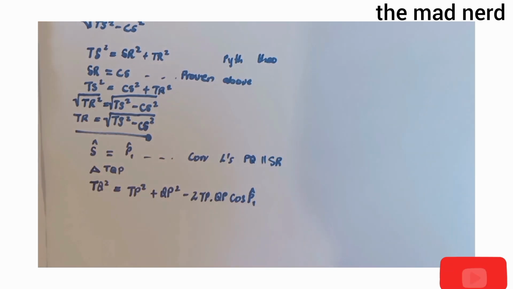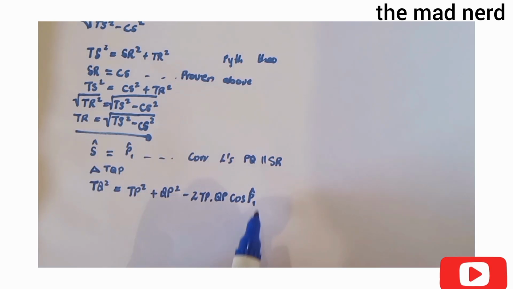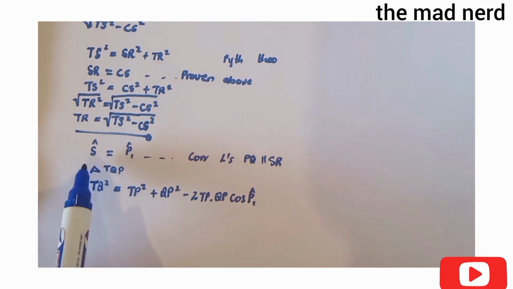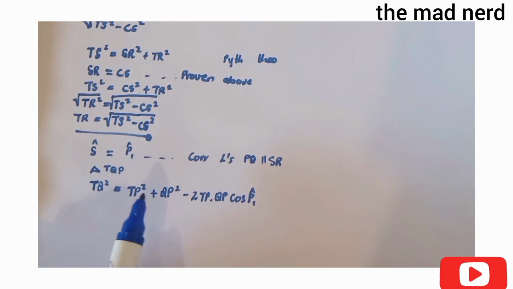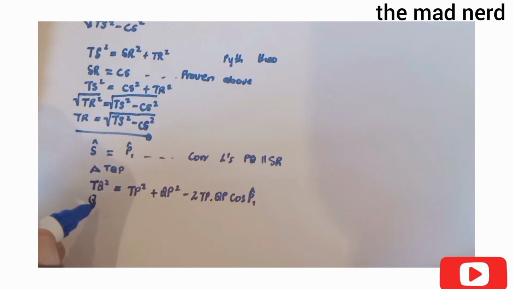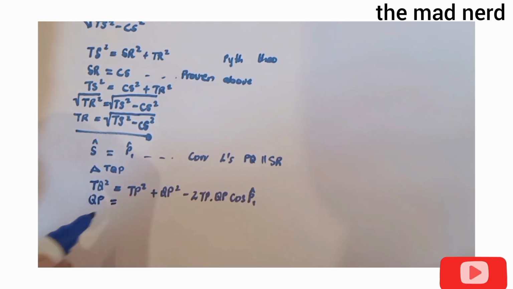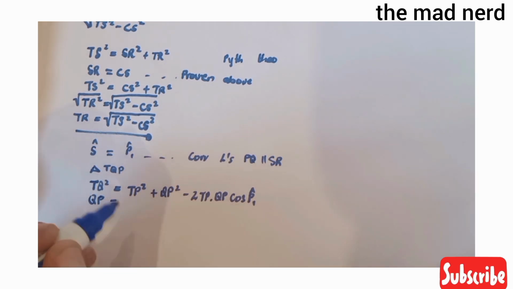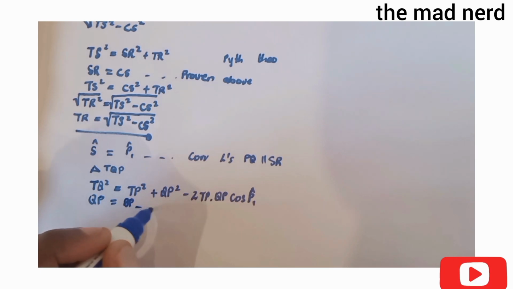So now we know that angle P1 is equal to angle S. We can replace angle P1, since we say that angle S is equal to angle P1 because those are the corresponding angles. And then now we have a side QP that is equal to a side BP. Let's firstly say so: the side QP is equal to the side BP because those are the radius.